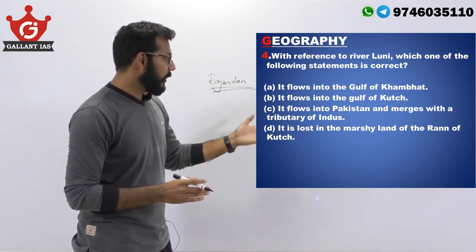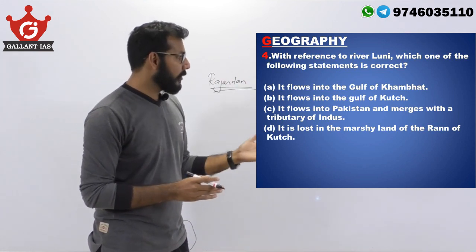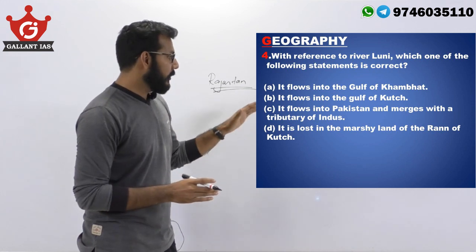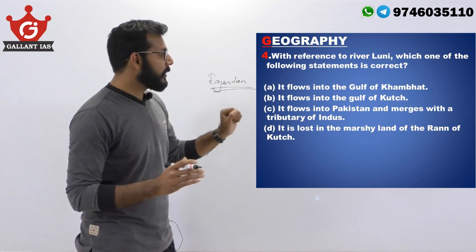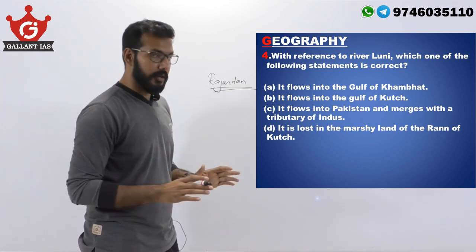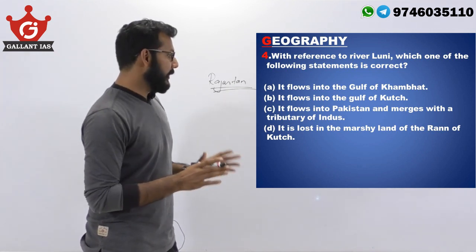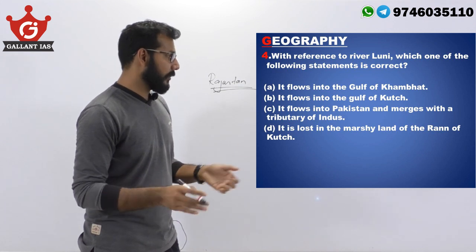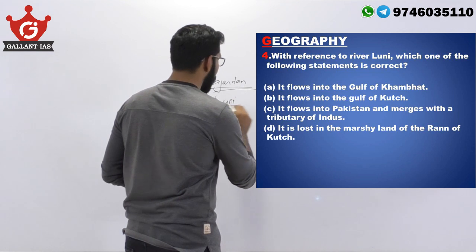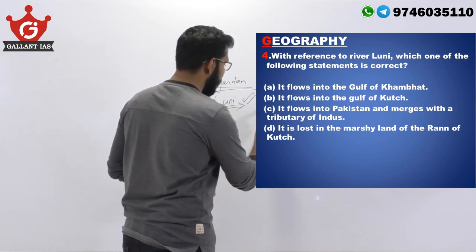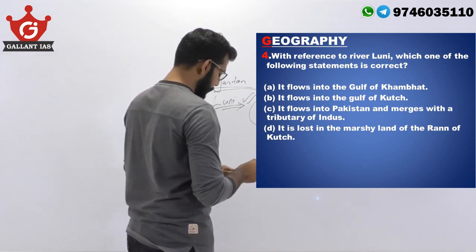So, A is wrong. And B, it flows into the Gulf of Kutch. No, it does not. So, B is also wrong. And C, it flows into Pakistan, merges with the tributary of Indus. Again, wrong. And D, it is lost in the marshy lands of Rann of Kutch. Yes, Luni River disappears in the marshy lands of Rann of Kutch. So, our answer here is D.